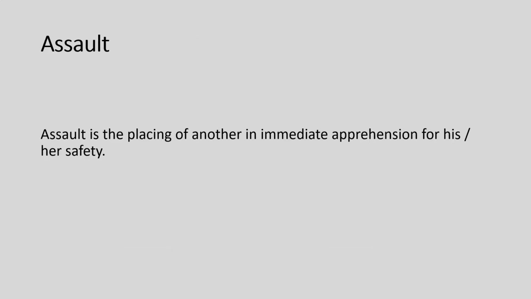Let's talk first about assault. Assault is the placing of another in immediate apprehension for his or her safety. It is an intentional and unexcused threat of immediate harmful or offensive contact, words or actions that create a reasonable belief that the threat of danger, the threat of oncoming physical interference and harm is immediate. So that's an assault.